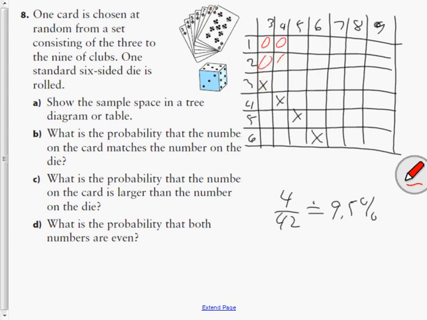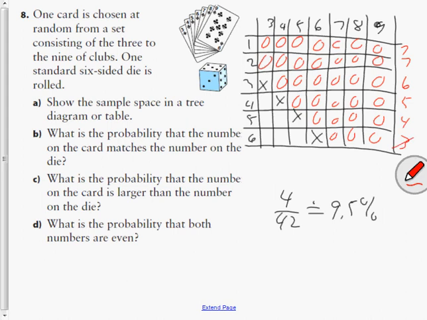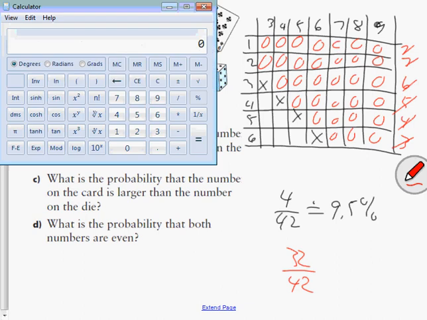4 is bigger than 1, 2, and 3. 5 is bigger than the 1, 2, 3, and 4, and so on. So when we look at our sample space, we can see that there are 7 on this row and 7 on that row and 6 here and 5 here and 4 here and 3 here. That makes 10. That makes 20. That makes 27. That makes 32 out of the 42 possible outcomes are the card being greater than the number on the dice. And when I translate that into a percentage, first as a decimal, that is approximately 76.2%, roughly.